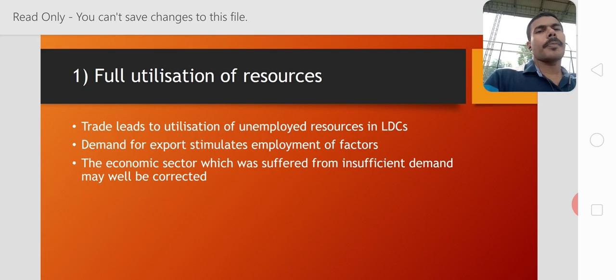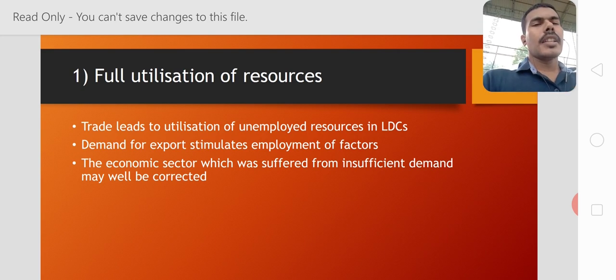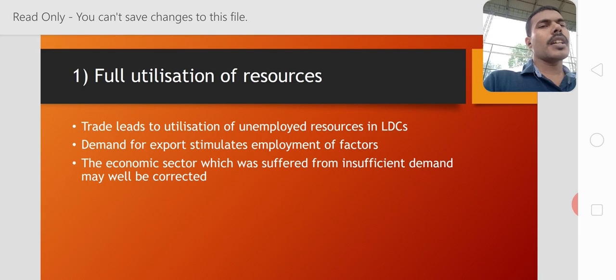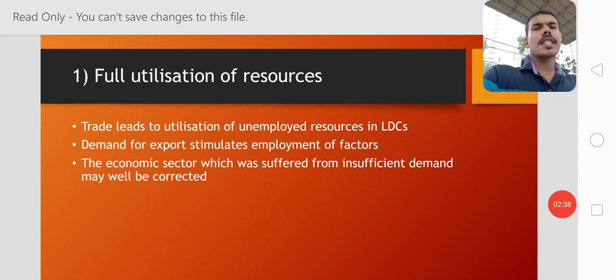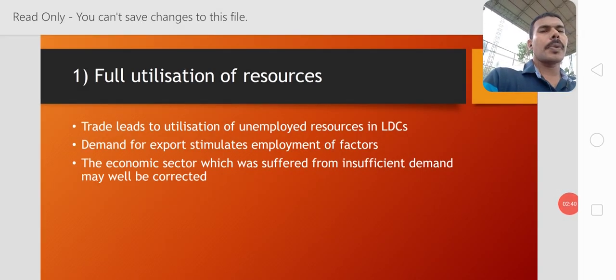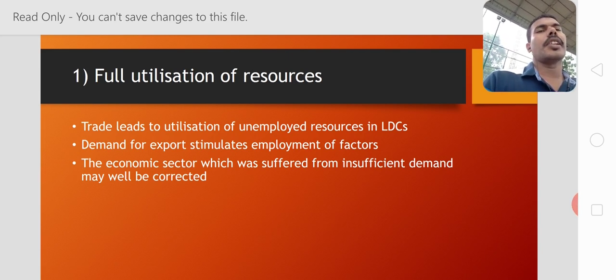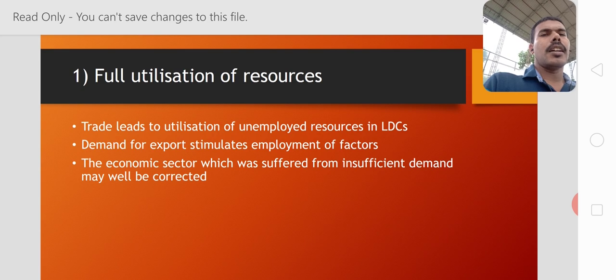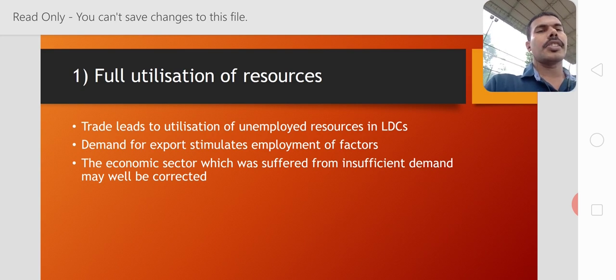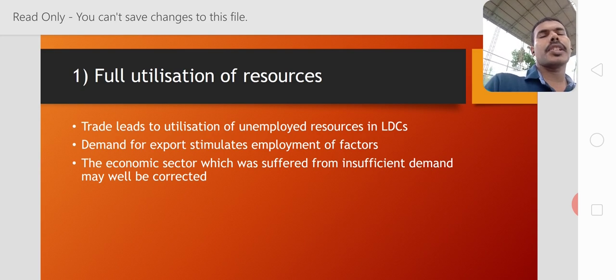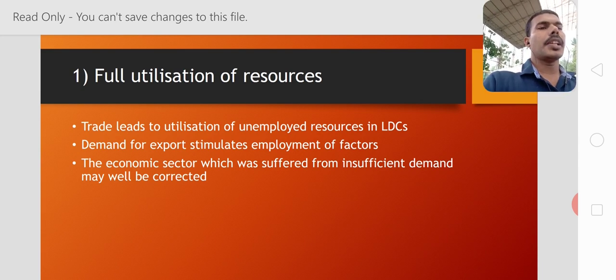Labor is not the only unemployed resource. There are so many natural resources that may be remaining underemployed or unemployed. Similarly, if there is any kind of excess supply, overproduction, those commodities can be exported to other nations. So this is another way of utilizing excess resources by international trade. So international trade is helpful for the nation for the full utilization of resources, including factors, labor, capital and other commodities produced by the nation.